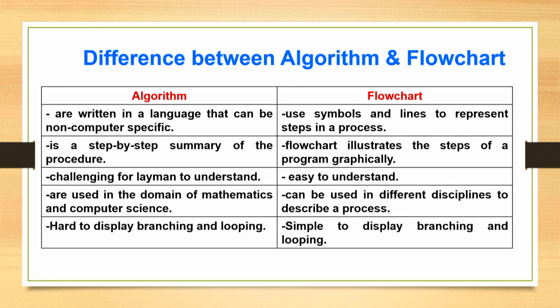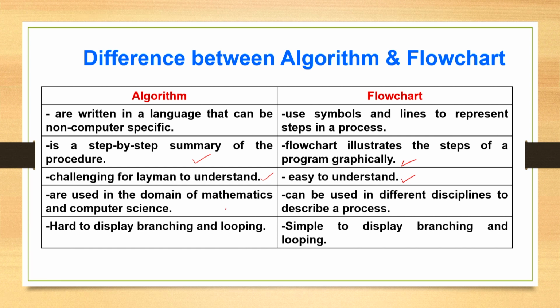So, what is the difference between algorithm and flowchart? As I told you earlier, algorithm is nothing but a finite sequence of steps that are required to solve a given problem, whereas flowchart is nothing but a pictorial representation of an algorithm. So, it means what? Algorithm is a step by step summary of the procedure, whereas flowchart illustrates the steps of a program graphically. Algorithm is more challenging for a layman to understand, whereas flowchart is easy to understand.